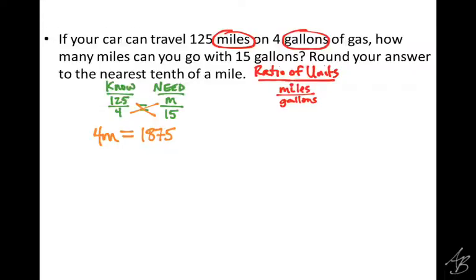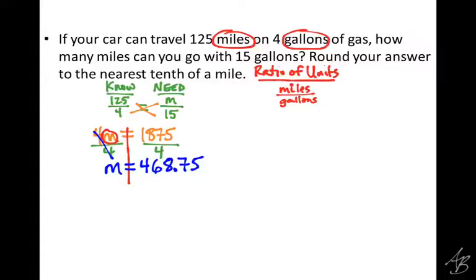And then we solve this equation. Remember, when you're solving any equation, you need to set it up first by circling the variable, draw the line of equality, and then what do we do to get m by itself? Divide by 4. So we get 468.75. First of all, what is the 468.75? Miles. That's miles, right? That's how far the car can go on that many gallons of gas.